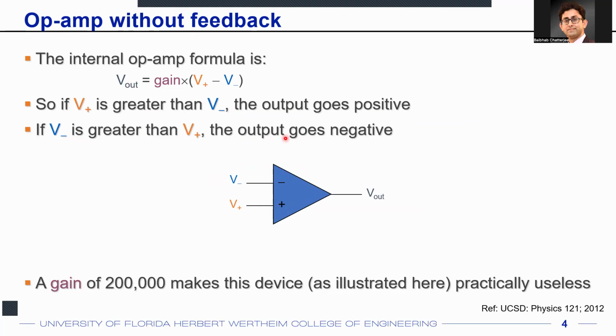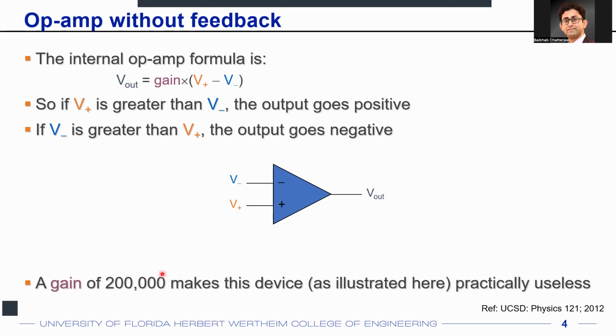Now, you know that the op-amp has ideally infinite gain. Even practically, it can have very high gain, like, for example, it is mentioned here, 200,000. So that kind of gain is also possible in an open loop scenario. But that makes the system practically useless.